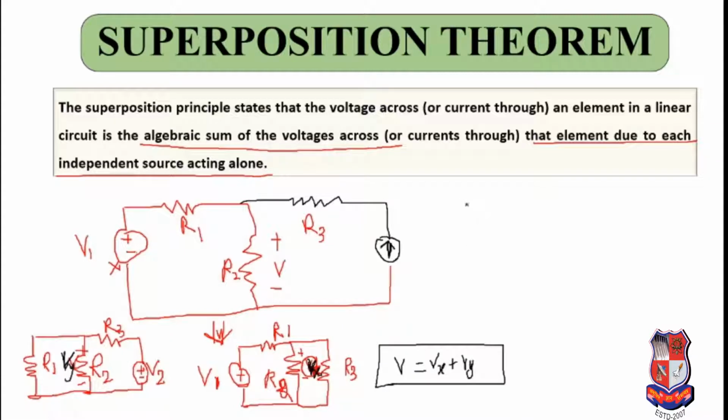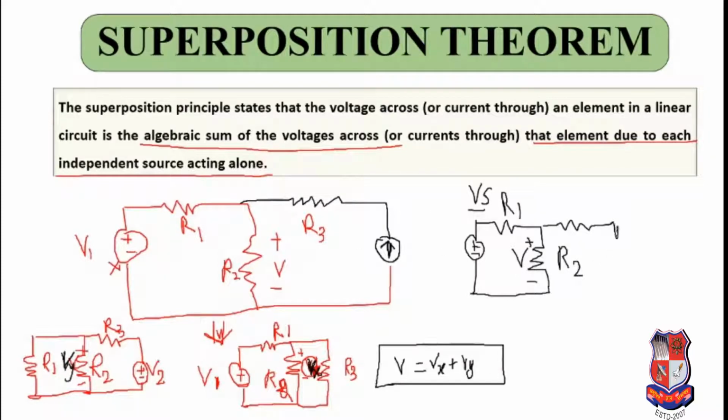But now what will happen? First we will consider only the voltage source. Then the circuit will be the voltage source, and over here this is the resistance, this is the resistance, and finish. Okay, this is your R1 and this is your R2, and this will be the V which you want to find, because the current source is open circuited. Open circuited means the terminals will be open over here, and you have to find the voltage across this R2.